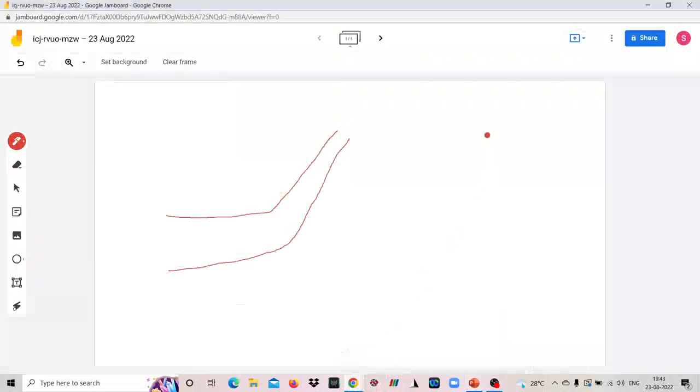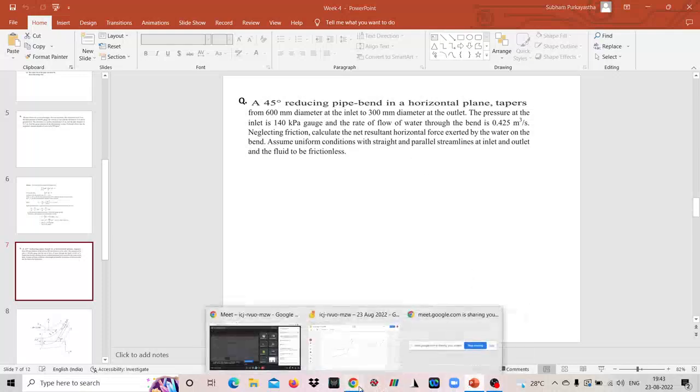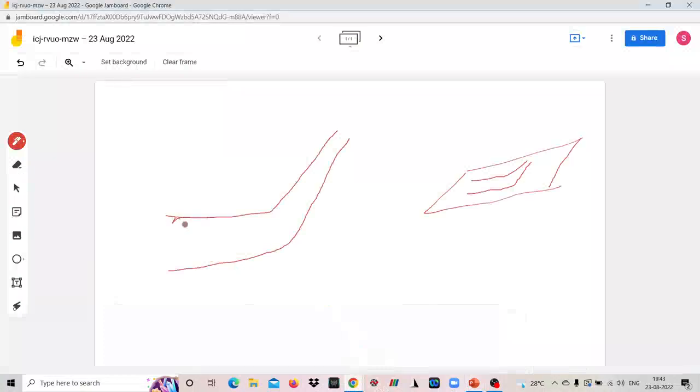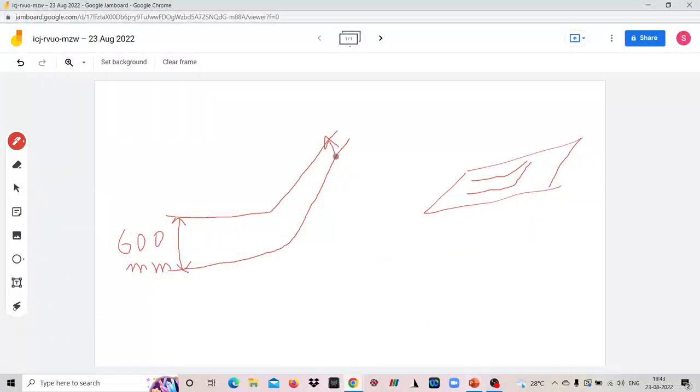So the pipe lies in the horizontal plane. If you draw this as our horizontal, this entire setup lies on this plane. The pipe tapers from 600 mm diameter at the inlet, so say this is the inlet, the diameter is 600 millimeter at the inlet, and a diameter of 300 mm at the outlet.